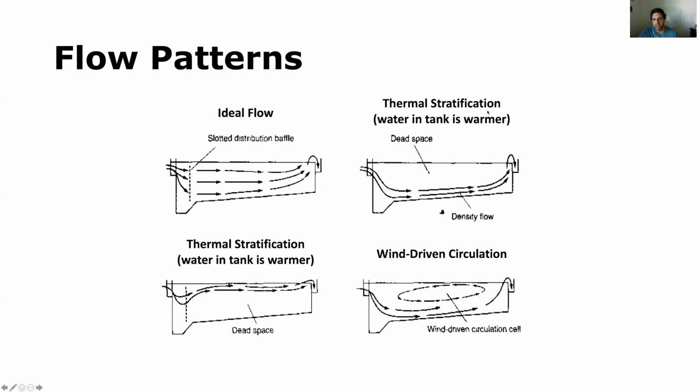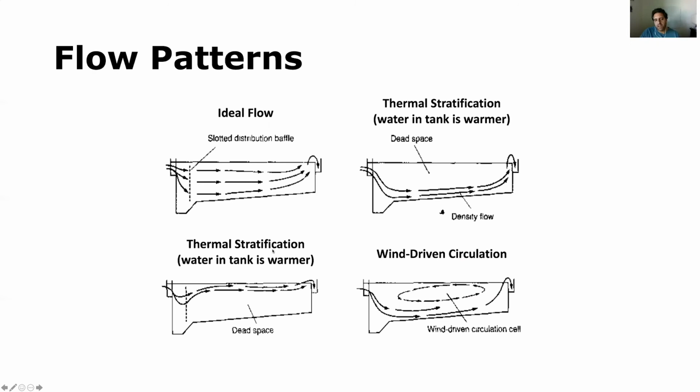So we might have thermal stratification. This happens when the water in the tank is warmer than the sewage coming into the system. In that case, the warmer water will rise to the top. You'll have this dead space here, and the sewage coming into the system will sink down to the bottom and take a short circuit, kind of a shortcut right to the effluent. So that's going to effectively make the volume of the tank a little bit smaller, and it's going to make the retention time a little bit shorter.